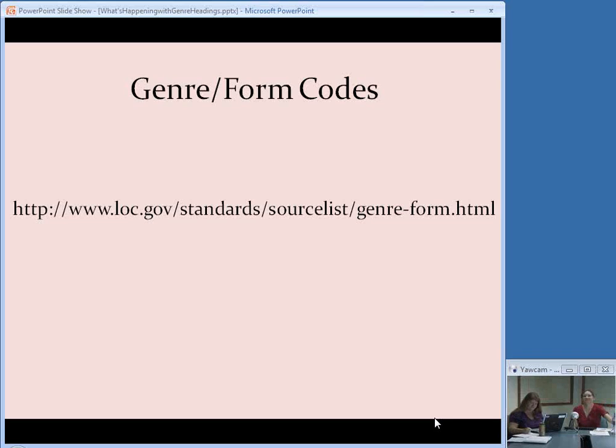But if by chance you don't remember that LCGFT code, or you have other vocabularies that we're using, we will talk a little bit later about some other vocabularies that are out there. So if you want to look up what the codes for that are, you can always go to this website.